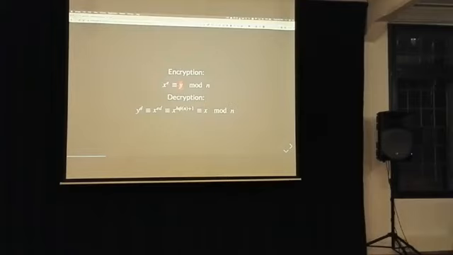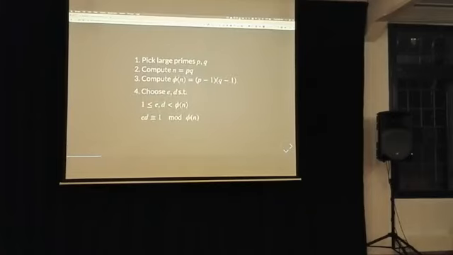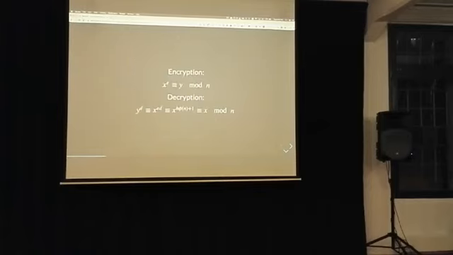You take what you received, and you put it to the power of your private key, or d. If we put both sides to the power of d, we obtain x to the ed, which, by our assumption that ed is congruent to 1 mod phi of n, can therefore be expressed as some multiple of phi of n plus 1. So that's what we do right here. And now we need a lemma to prove that it's congruent to x mod n. If we prove that, we'll prove the correctness of the crypto system.